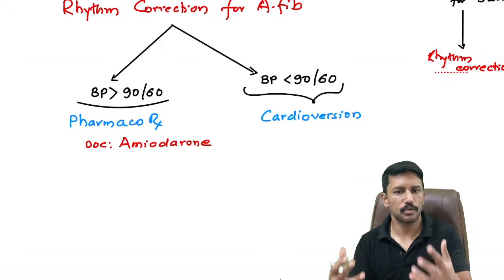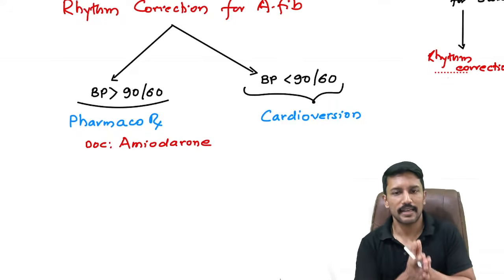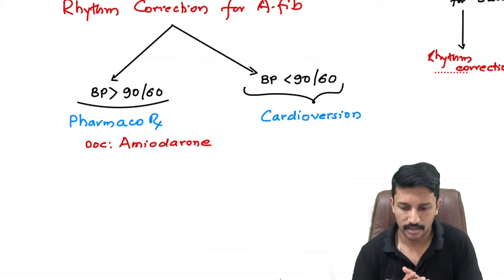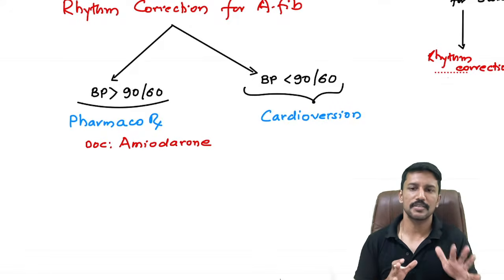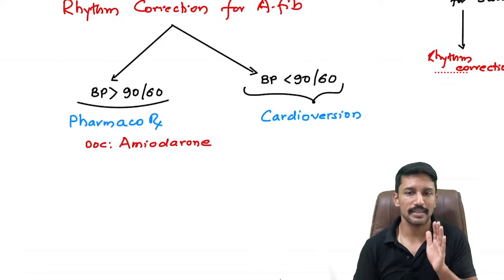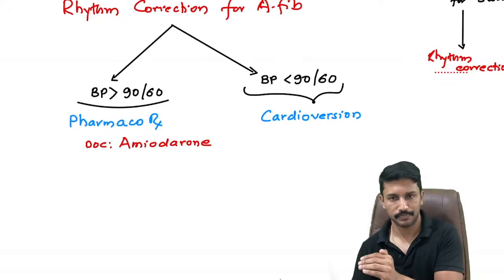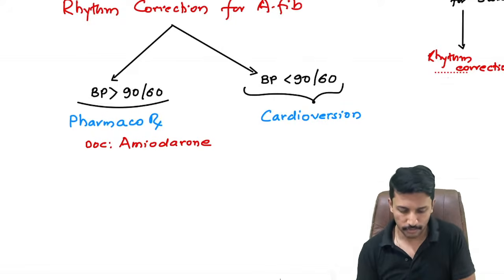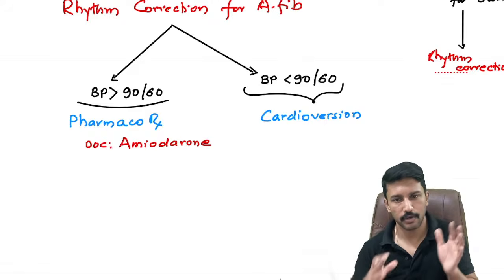This can convert the rhythm to sinus. But the challenge with atrial fibrillation, right, that is what Kiran pointed out. Atrial fibrillation is challenging. Why? Because this is the most common sustained arrhythmia. So many a times the cardioversion fails, the drugs fail. We're not able to convert it.